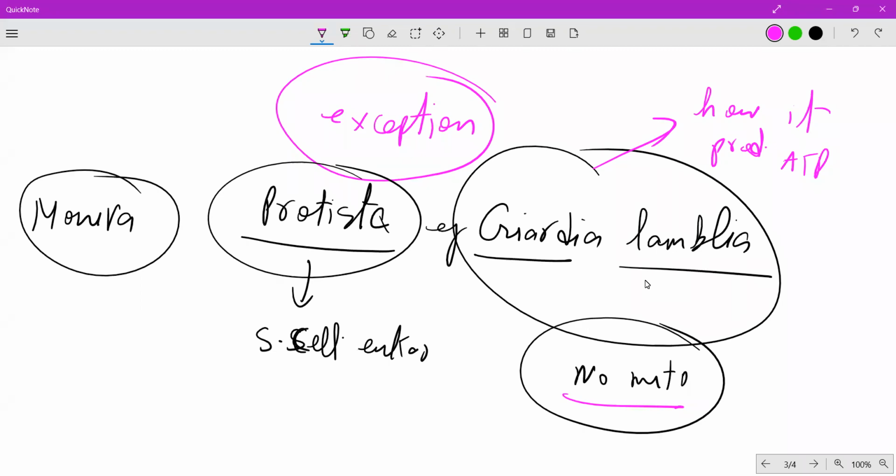We know mitochondria is the powerhouse of the cell. Everyone has memorized this by rote. We know mitochondria is the powerhouse of the cell. This is the one which produces energy. Here there is no mitochondria. It is a eukaryotic cell. Then how the hell does it produce ATP then?